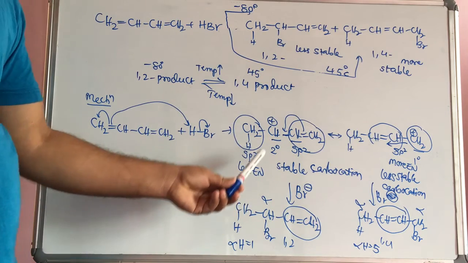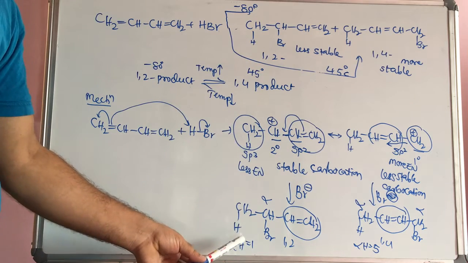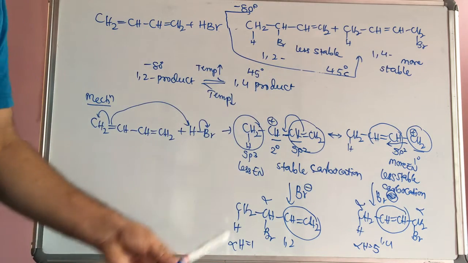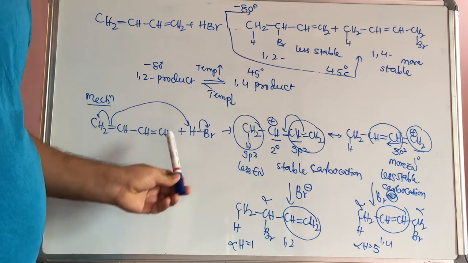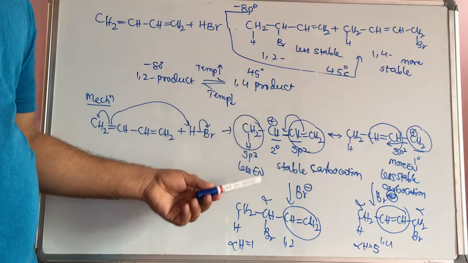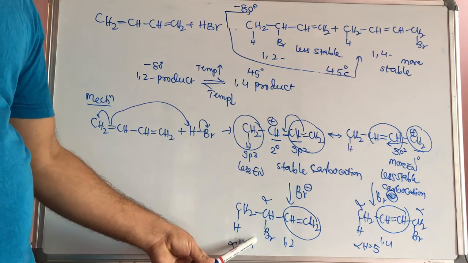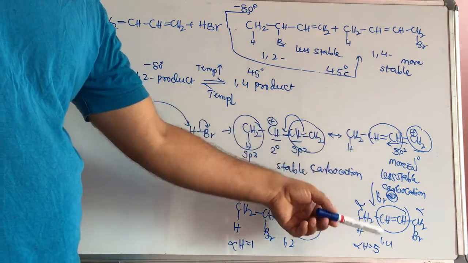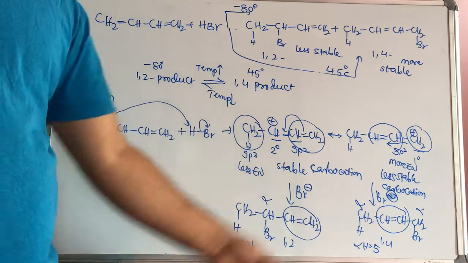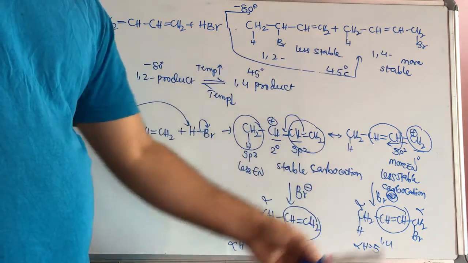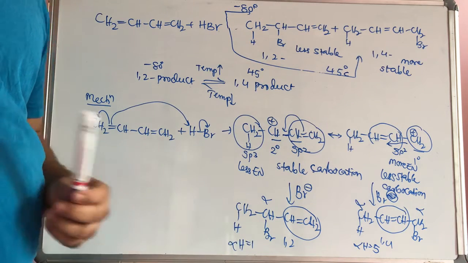So at lower temperature, this is formed based on the rate, because the carbocation is more stable here. So carbocation stability increases, rate of reaction also increases. So according to rate, this is the kinetic control product. This, according to the formed product which is more stable, is the thermodynamically controlled product. Generally 1,4 is thermodynamically controlled, 1,2 is kinetically controlled product.